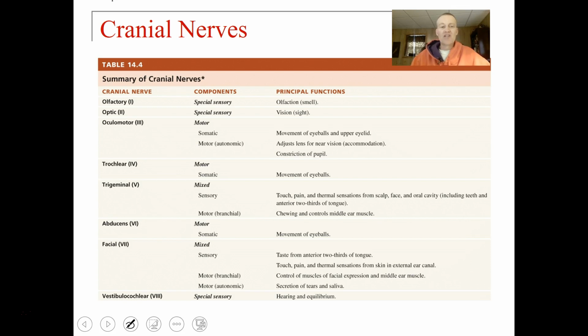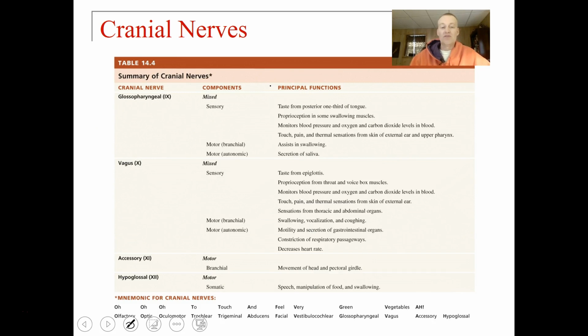This is just a diagram showing you some of the cranial nerves we're going to talk about, if they're sensory or motor or mixed sensory and motor, and then what their primary functions are. So your textbook has some nice summary tables that you can take a look at.